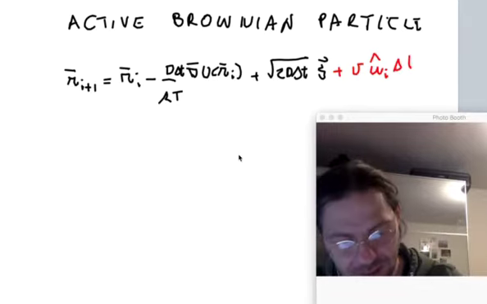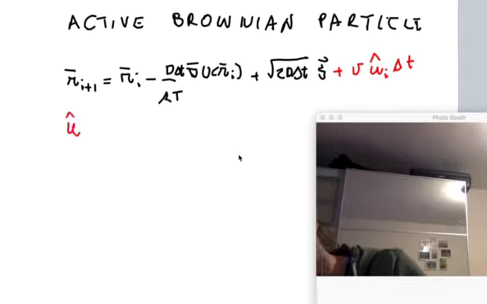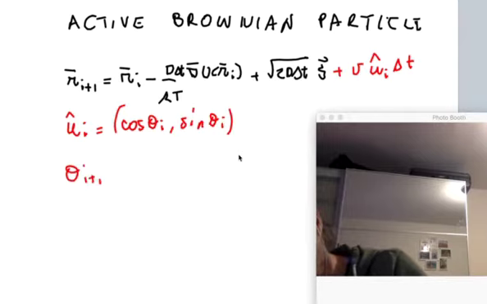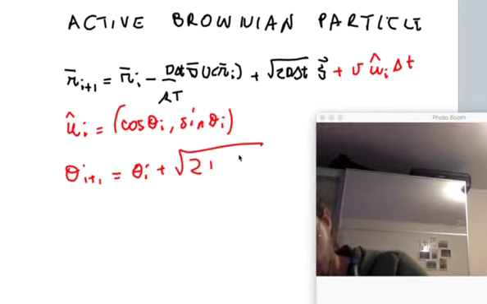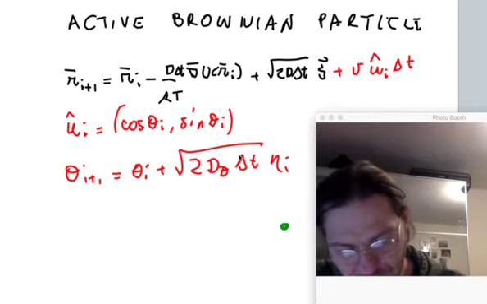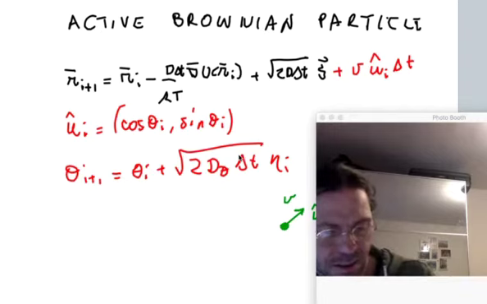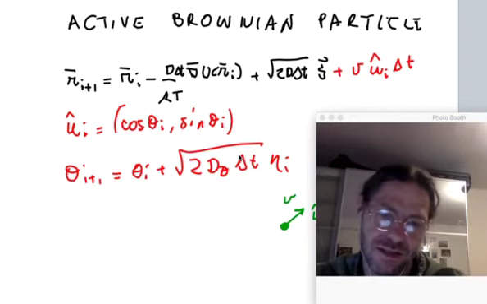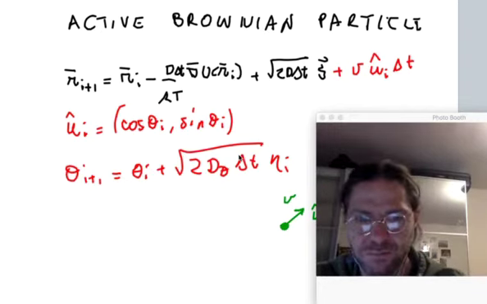You have your standard delta t. u of i is the cosine of an angle at time i and the sine of an angle, and the angle obeys a stochastic diffusion equation. So typically what's going on is that you have a Brownian particle that is being pushed along a direction u with a vector v. And in addition to that, it gets kicks from the environment and dissipation.